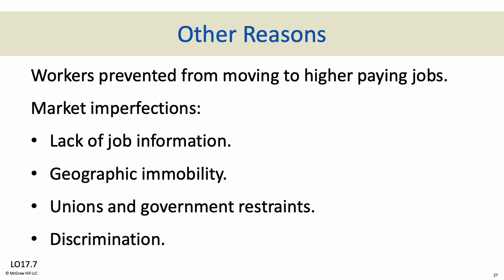Unions and other government restraints may also artificially reinforce wage differentials. And in spite of legislation to the contrary, there is still discrimination in the workforce. Women and minorities a lot of times can get lower wages. So we have that as well. This is all stuff that we should be rectifying. Lack of job information, the internet has improved that. Geographic immobility is a fact of life.